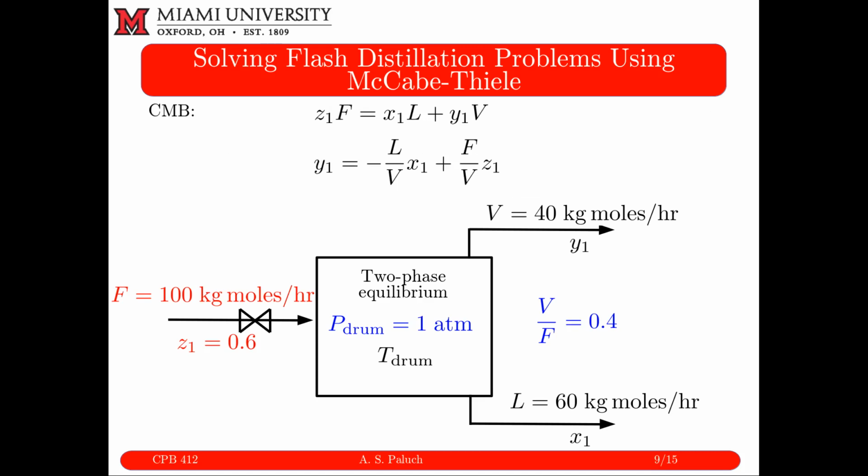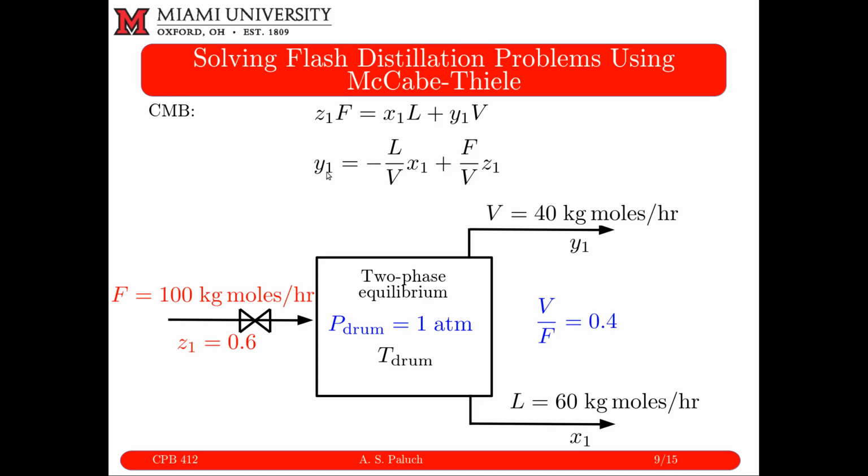If I write my component mass balance, ZF is XL plus YV, and I rearrange and solve for y, I get y is equal to negative L over V times x plus F over V times z. Well, I know F, V, and z. This is solved. L over V is known and constant as well. So what I get is the equation of a straight line of known slope and known y-axis intercept. And so I can do exactly what we just proposed.